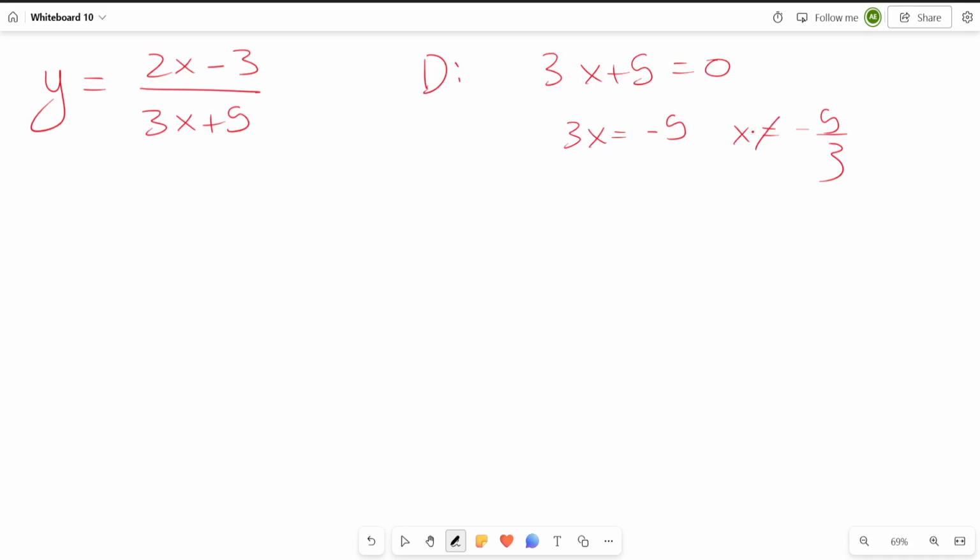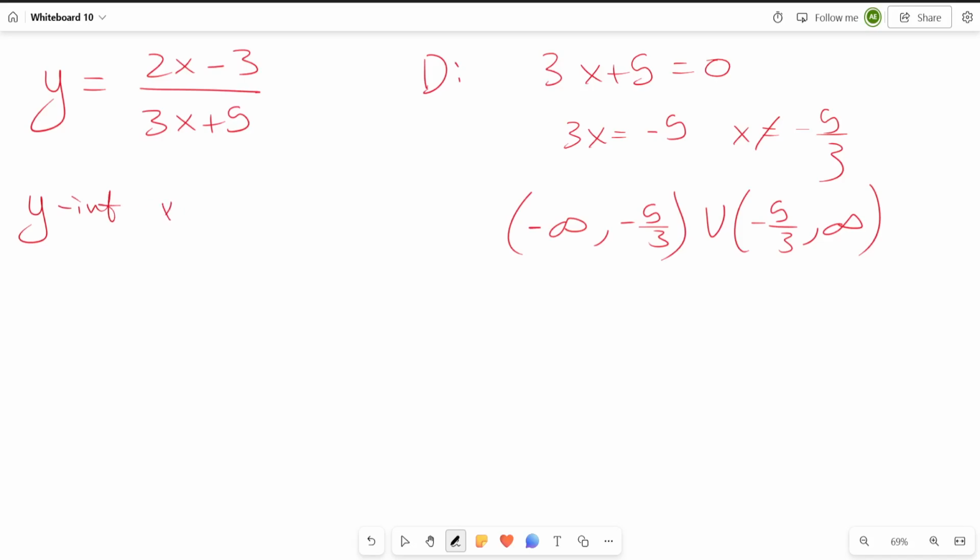So my domain is x not equal to minus 5 over 3, which is going to be from negative infinity up to negative 5 over 3, union with from negative 5 over 3 up to infinity. This is my domain over here. The y-intercept is going to be when x equals 0. So setting x equal to 0, the terms with x are going to be 0. I will have a minus 3 over 5, so y equals minus 3 over 5. So the y-intercept is at the point (0, minus 3 over 5).